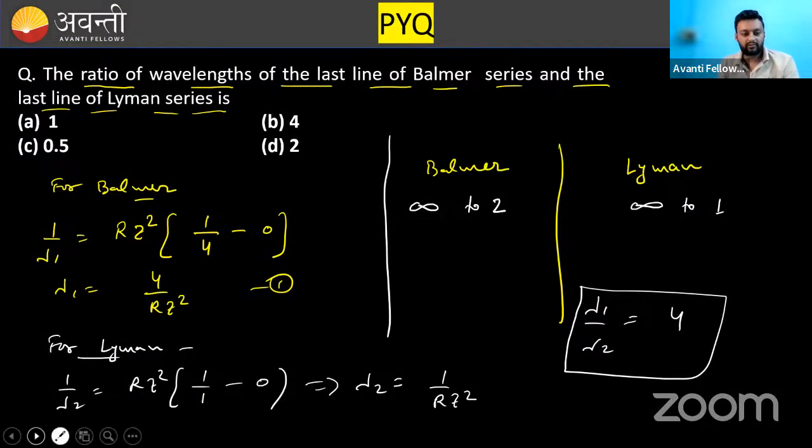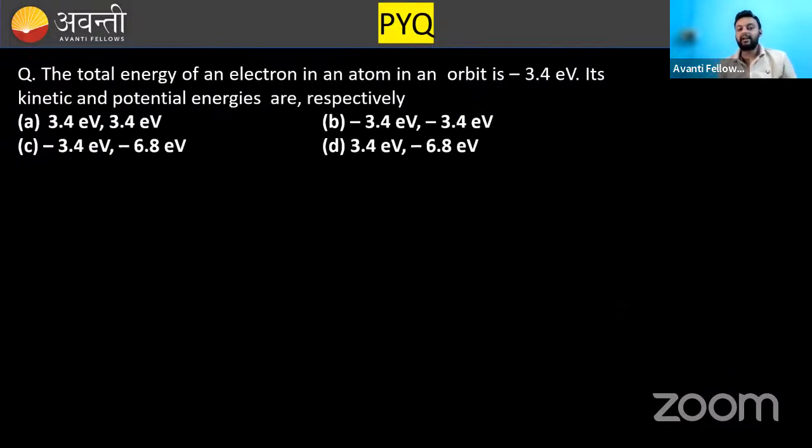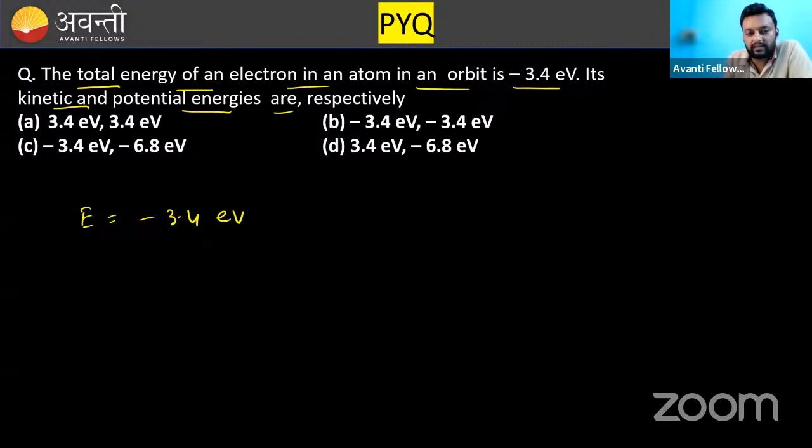Okay. So moving further to the next question. I think this question is clear now. Very good. Now this is again a very simple question. The formula based question was also asked in PYQs. All the questions were of PYQ. The total energy of an electron in an atom is minus 3.4 electron volt. Its kinetic energy and potential energy are asked. So we know the relation: kinetic energy is equal to negative of total energy. That's the golden punchline, golden box.